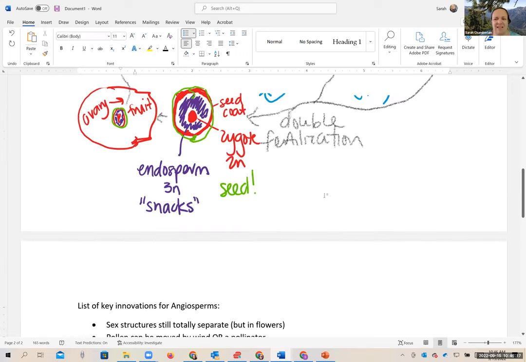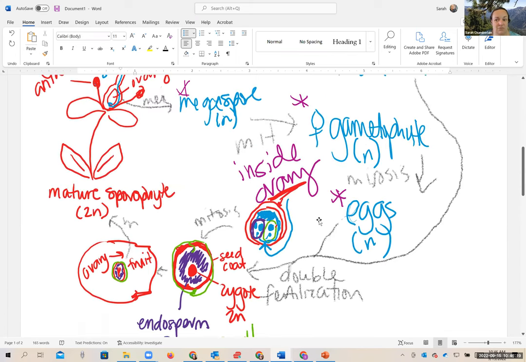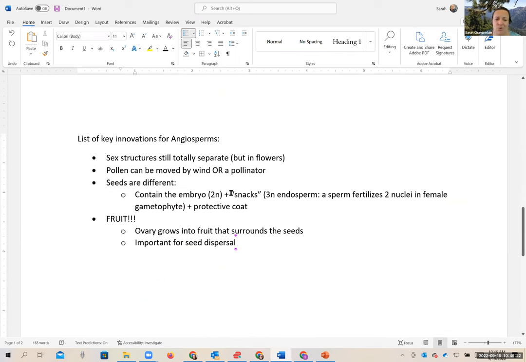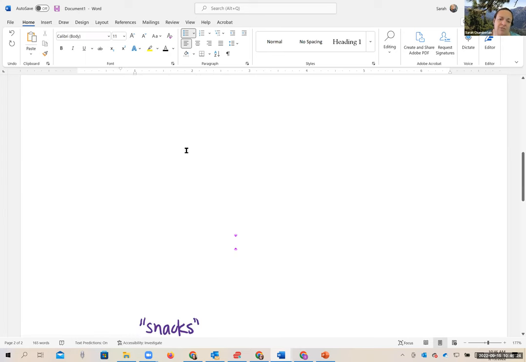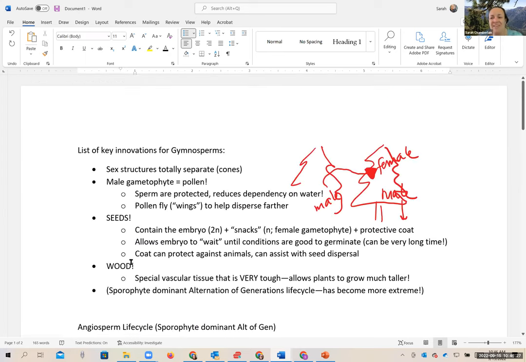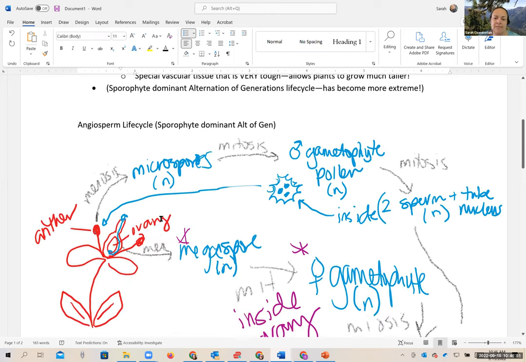So, is that cool? So that's our key innovations, or the new hotness, for our angiosperms. Let me see if there's anything else. We still have wood. That's not new, right? That evolved before with the gymnosperms. So we have wood, but it's not the new hotness. It's gymnosperm level hotness. And then once again, the sporophyte, we're still sporophyte dominant alternation of generations, right? It's just a little different. So that's not new. Okay.